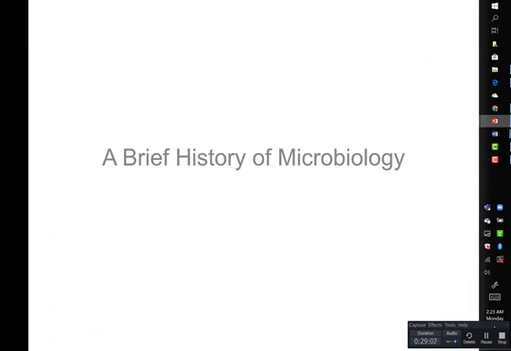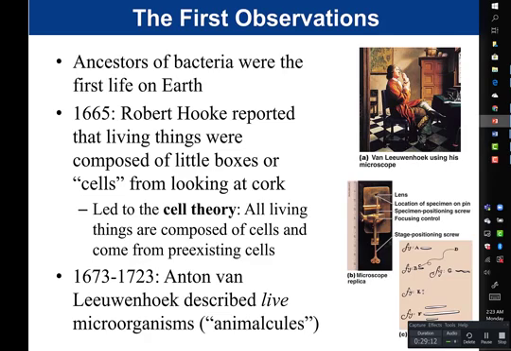So next, we're going to walk through a brief history of microbiology. And so ancestors of bacteria were the first life on Earth. In 1665, Robert Hooke, who was an Englishman, observed a thin slice of cork through a relatively crude microscope, and he reported that living things were composed of little boxes or cells, as he called them.